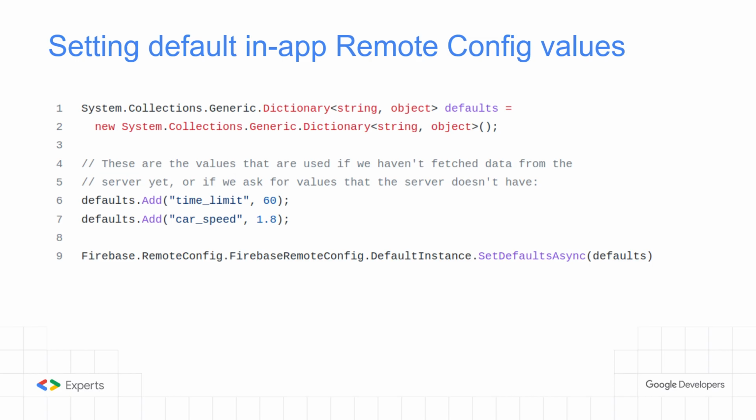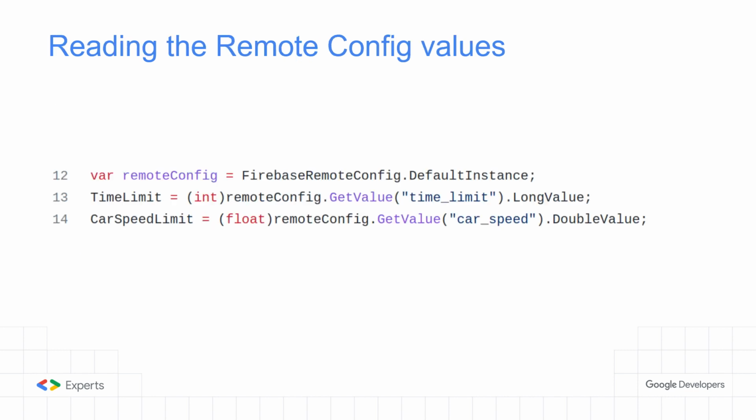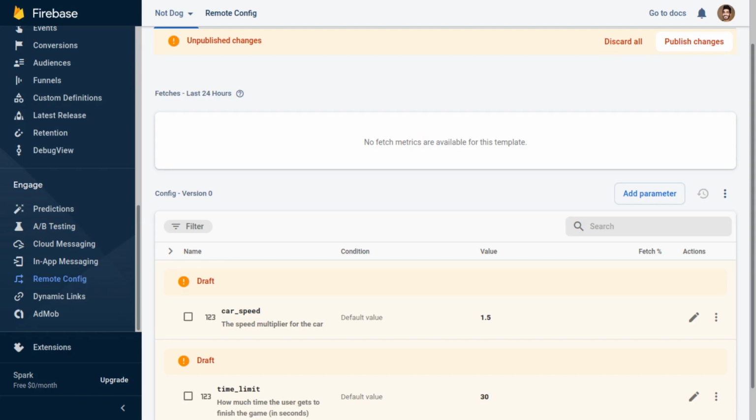After adding the Remote Config SDK to your game, you'll need to set some default values that Remote Config should use in case the device is not connected to the internet and the game cannot load the parameters from Firebase. And now the time limit and car speed parameters can be used by calling getValue. Now let's say we need to increase one of these parameters. We can go back to the Firebase console, update its value and publish the changes.